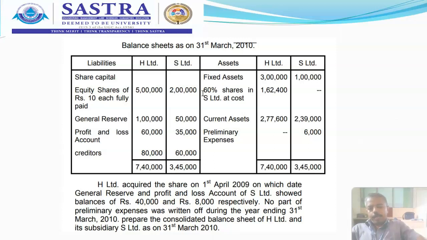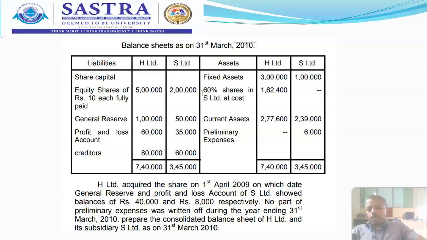Now the amount paid is 1,62,400. The realizable value of asset was 1,45,200. That means we paid extra. H Limited has paid more than the net realizable value. So since they have paid more, it is called goodwill. So the difference we can call goodwill.